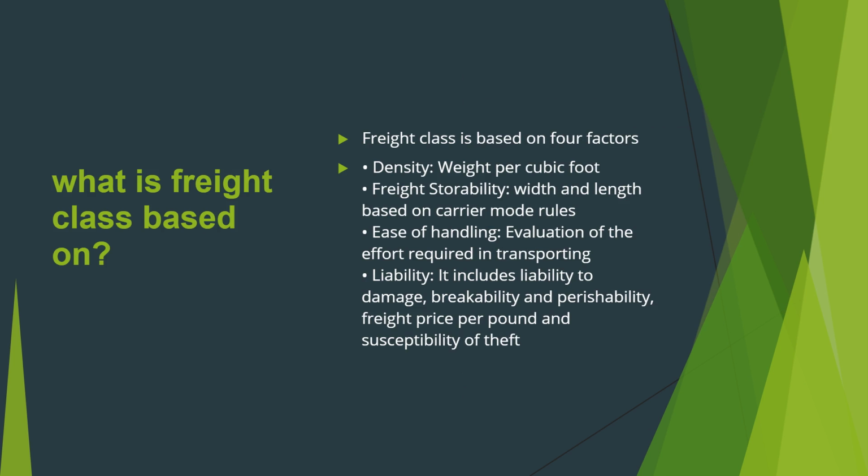What is freight class based on? Freight class is based on 4 factors: density, weight per cubic foot; freight storability, width and length based on carrier mode rules; ease of handling, evaluation of the effort required in transporting; and liability, which includes liability to damage, breakability and perishability, freight price per pound, and susceptibility of theft.